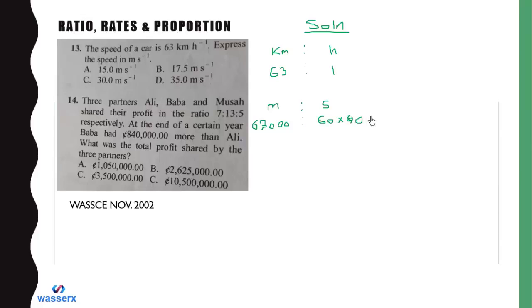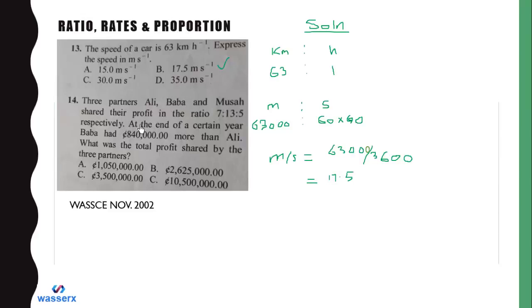And 60 by 60 seconds will give us 1 hour. So meters per second will now be equal to 63,000 over 3,600. This is equal to 17.5 meters per second.